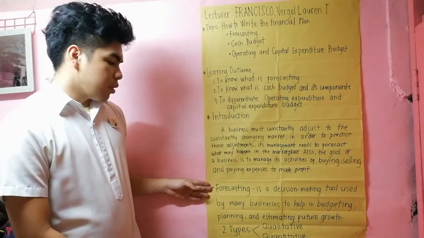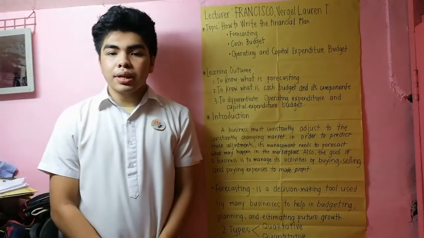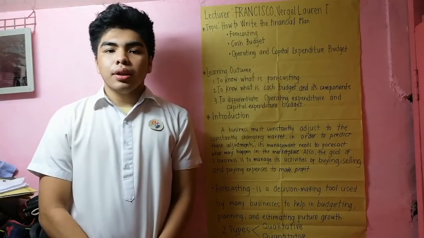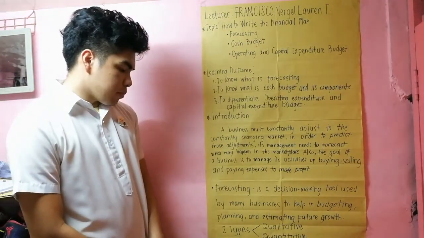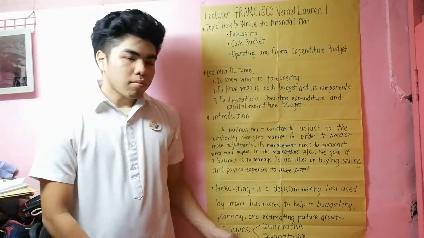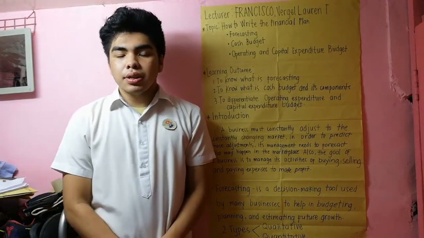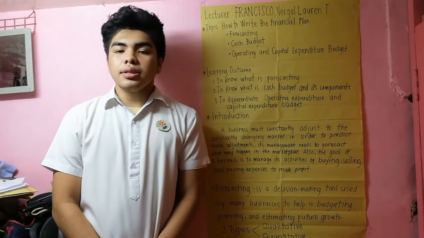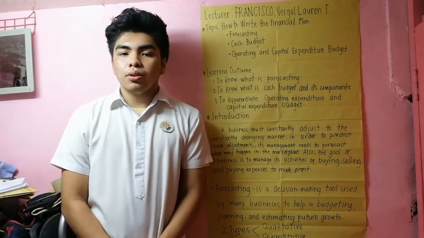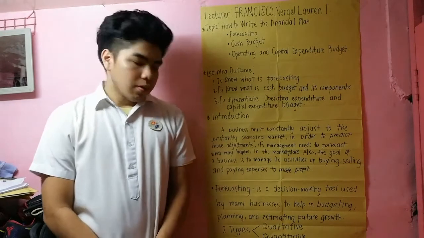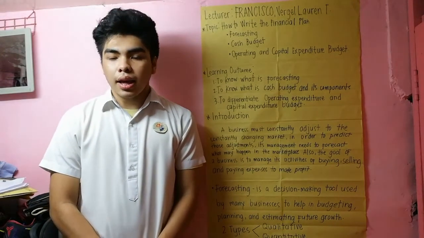Forecasting is a decision-making tool used by many businesses to help in budgeting, planning, and estimating future growth. In its simplest term, forecasting is the attempt to predict future outcomes based on past events and management insights. There are two types of forecasting, the qualitative and the quantitative. Qualitative forecasting is an estimation methodology that uses expert judgment rather than numerical analysis. This type of forecasting relies upon the knowledge of highly experienced employees and consultants to provide insights for future outcomes, while the quantitative forecasting uses numerical facts and statistical data.